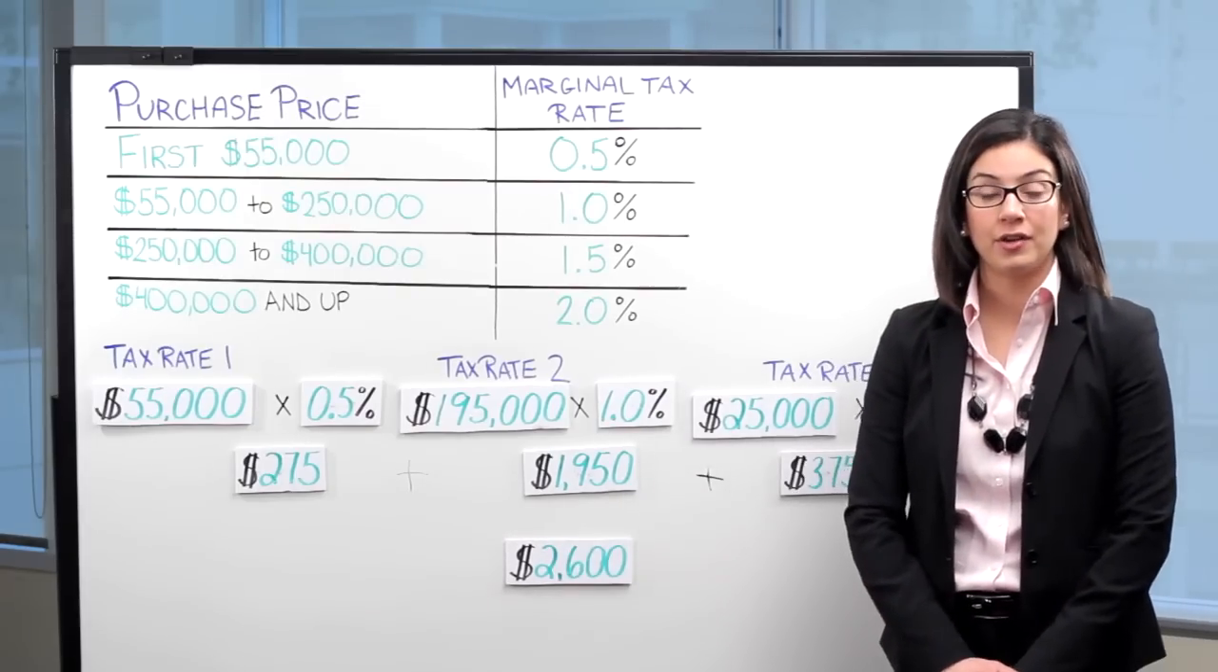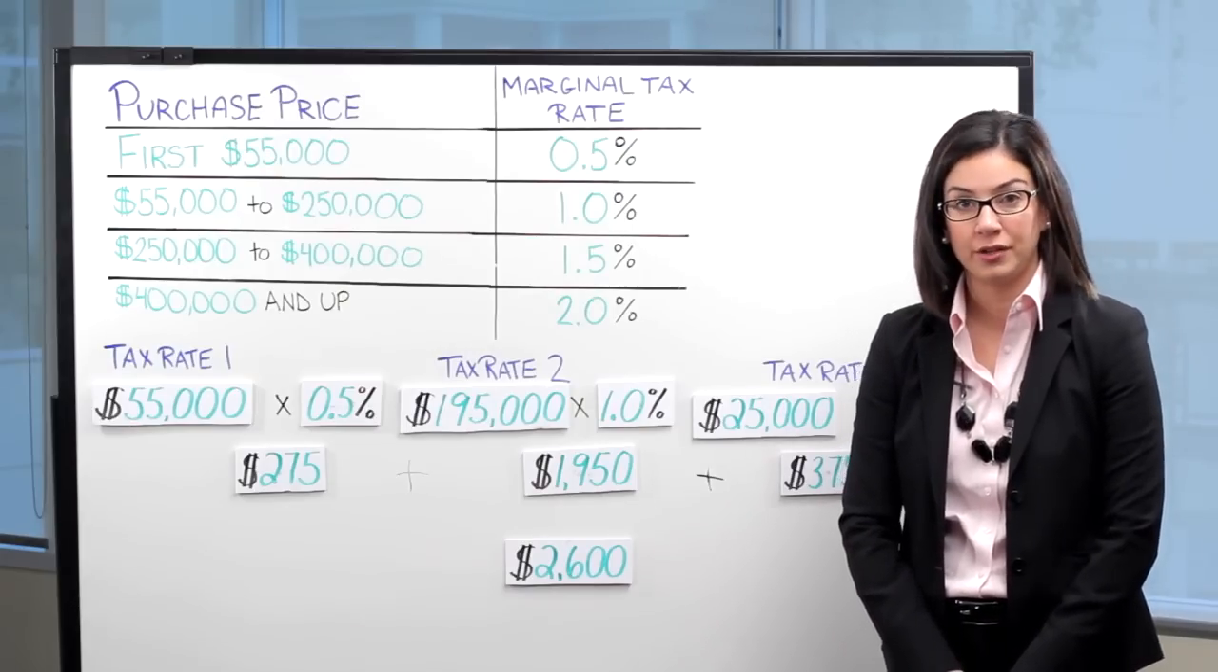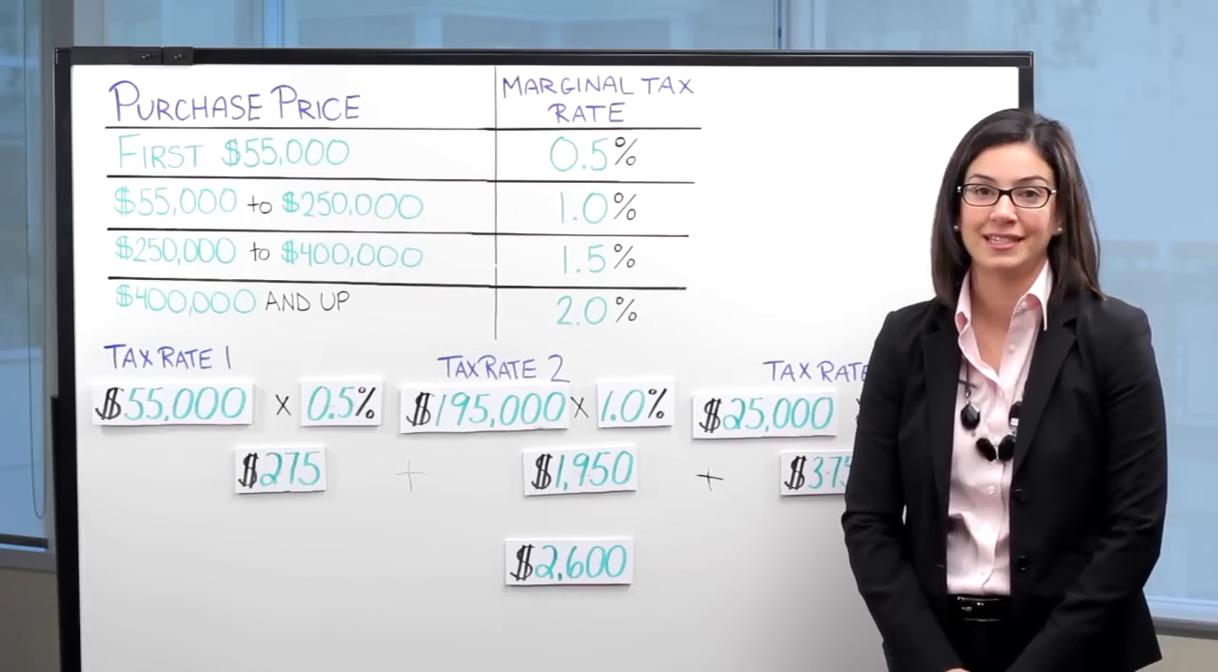Now, in Ontario, if you're a first-time homebuyer, you may qualify for rebates of up to $2,000. So in this example, that would bring your land transfer taxes down to just $600.